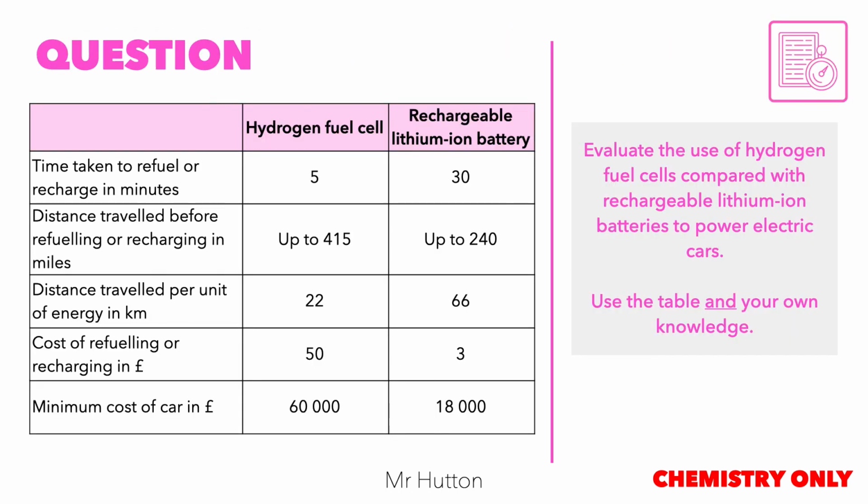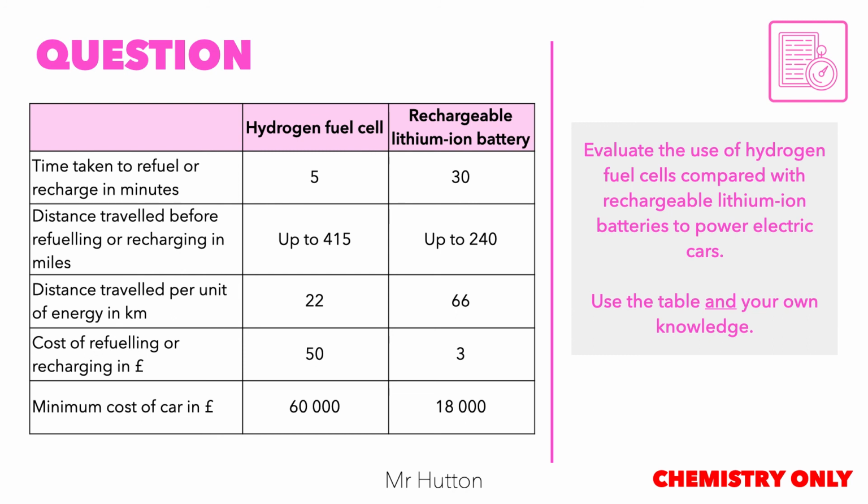Right, here's an example of a question where you're asked to evaluate the use of hydrogen fuel cells compared with a rechargeable lithium-ion battery to power electric cars. Now you've got information in the table there, but it does say to use the table and your own knowledge. So this would be a 6-mark question, and to get 5 or 6 marks, a level 3 answer, you're going to need to use your own knowledge.